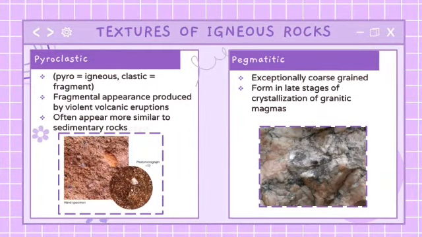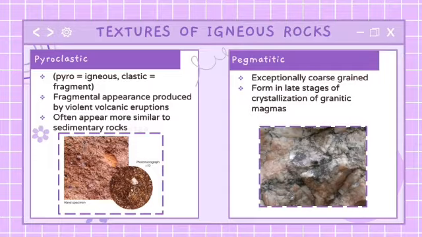The fifth one is the pyroclastic texture, from the word pyro, which means fire, and clastic, which means fragment. It has a fragmental appearance produced by violent volcanic eruptions. It often appears similar to sedimentary rocks. These textures occur when explosive eruptions blast the lava into the air, resulting in fragmental, typically glassy material which falls as volcanic ash and volcanic bombs.